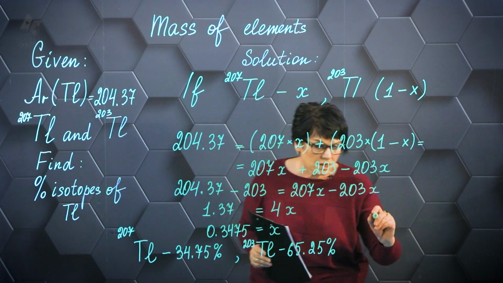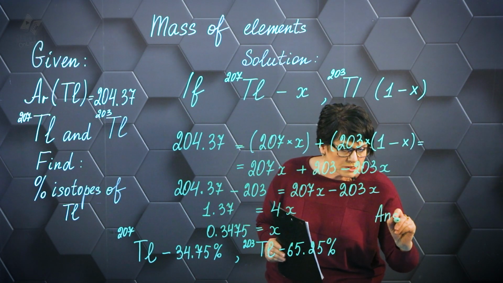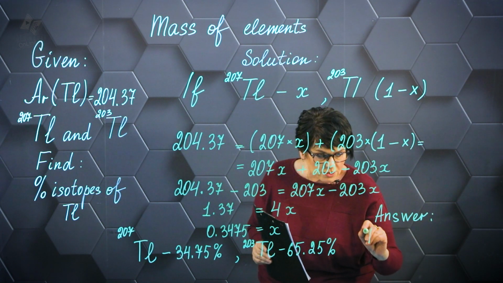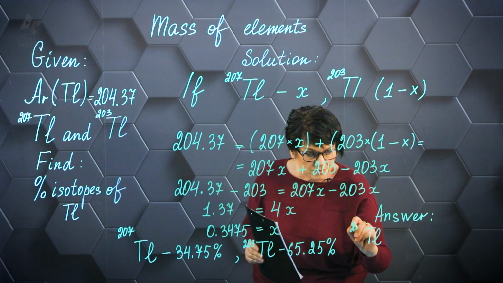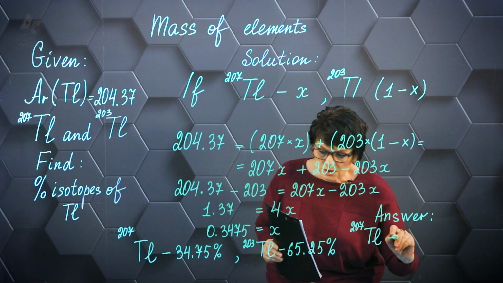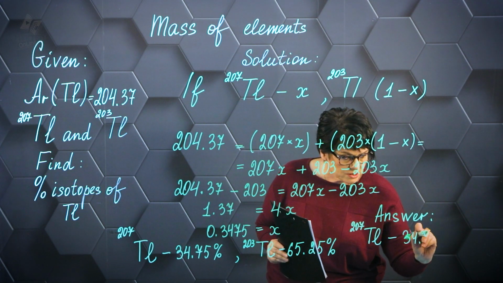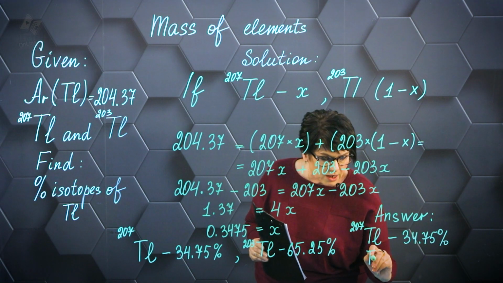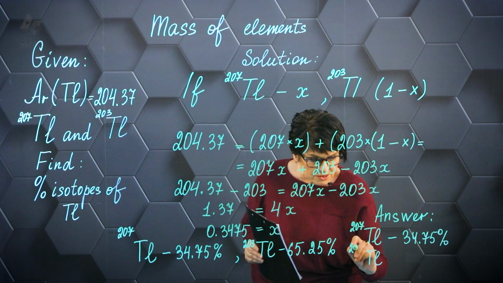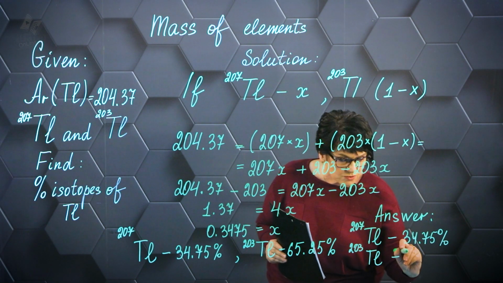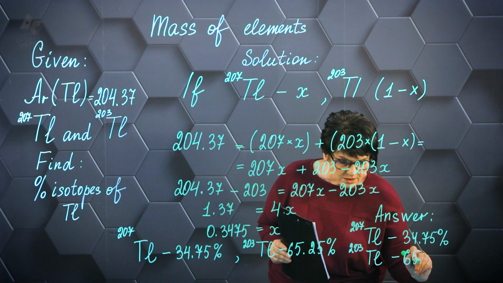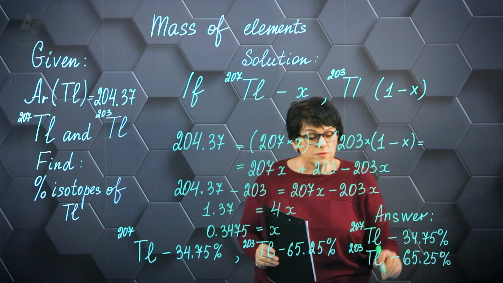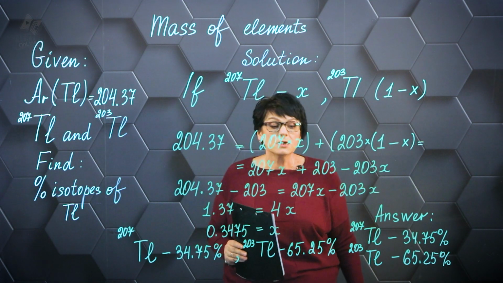That's our answer. Let's write down that answer. Then we can say that the thallium isotope with a mass of 207 contains 34.75%. So there's less of it in nature. And the isotope of thallium 203 is found in nature in 65.25%. There is more of this isotope in nature.